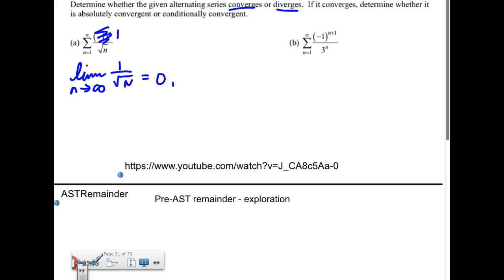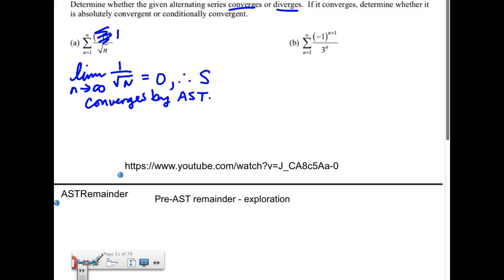Yes. So therefore, I say that S will converge. Not by the nth term test. The nth term test is a one-way test for divergence. S converges by the alternating series test.